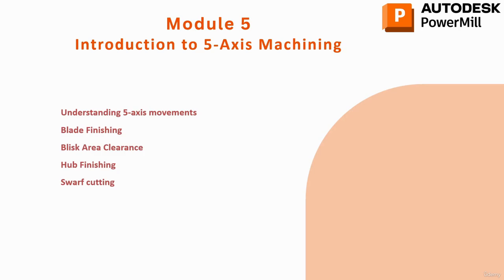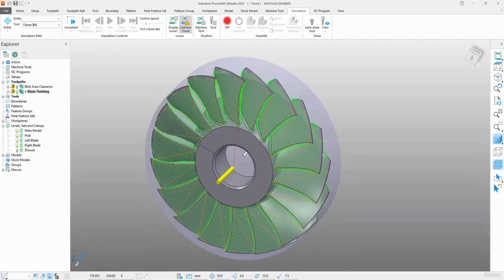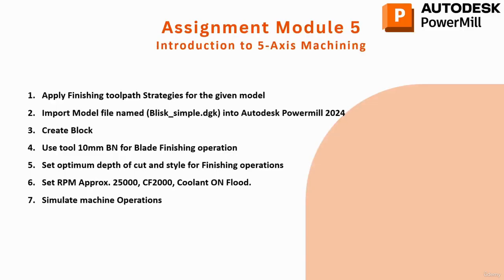So what you have studied in module number 5, I'm giving you an assignment on the blade finishing strategy. As you see in the picture, you have to perform the blade finishing toolpath on the file which is given to you, and the file name is basic_simple.djk. So what you have to do is apply the blade finishing strategy to this model, and the instructions are here.